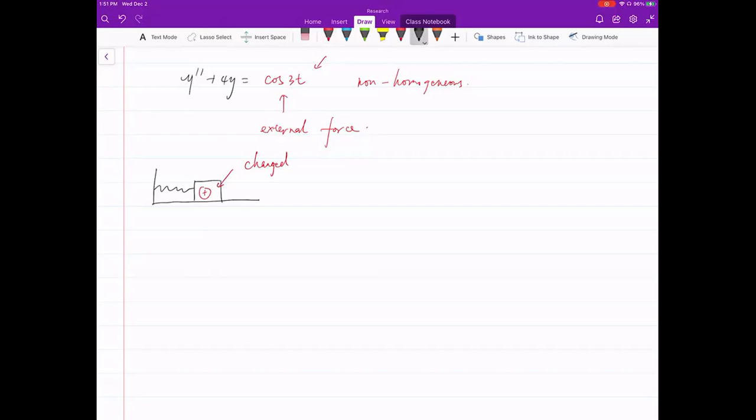So we have an alternating, periodic. Actually, alternating means periodic, but either way, electrical field.